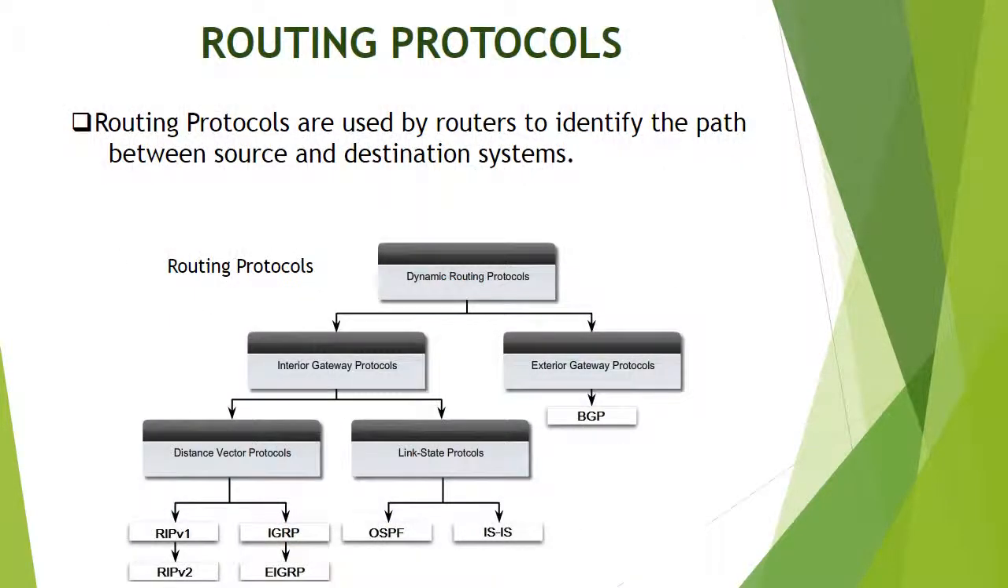Come to routing protocols. Routing protocols are used by routers to identify the path between source and destination systems. The two main routing protocols that are used are distance vector and link state routing. Distance vector routing protocols make their routing decisions based on the distance or number of hops, and vector, the direction that the transmission is flowing. Link state routing protocols build a more accurate routing table because they build a topology database of the network.